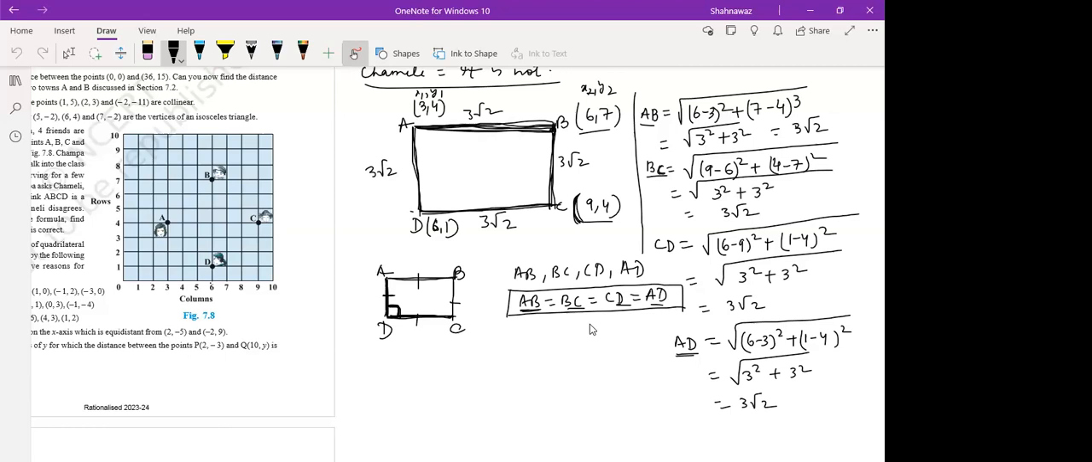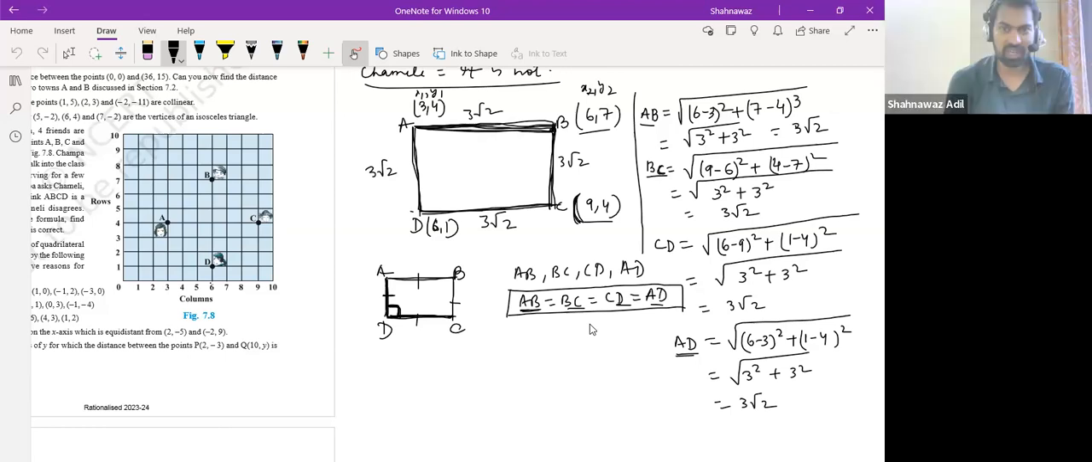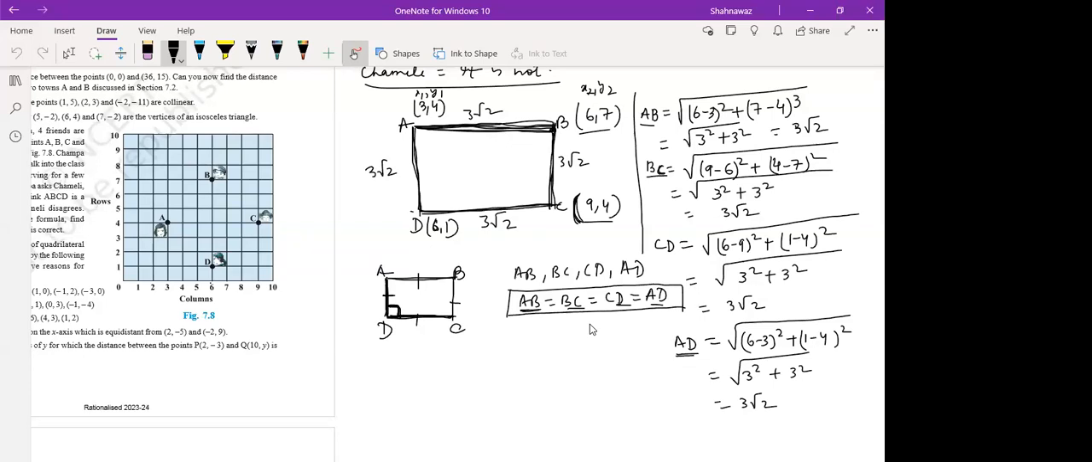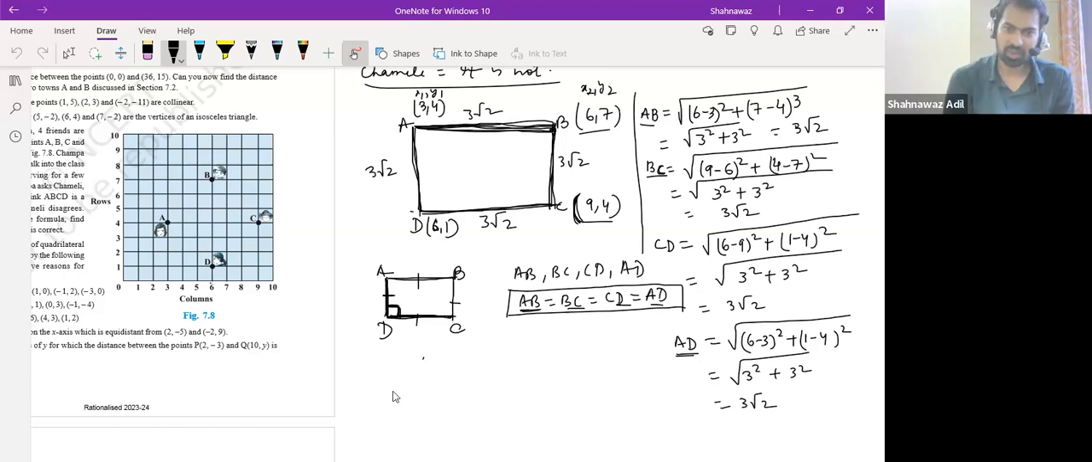So we have proven that all the sides are equal. Now we also have to prove that one angle is 90 degrees, because in a rhombus the angle is not equal to 90 degrees, right? So what was the rhombus again? I forgot what it looked like. Yeah, so the rhombus was like this. Rhombus sides were equal, but this angle was not 90. This was the rhombus. Remember? Okay.